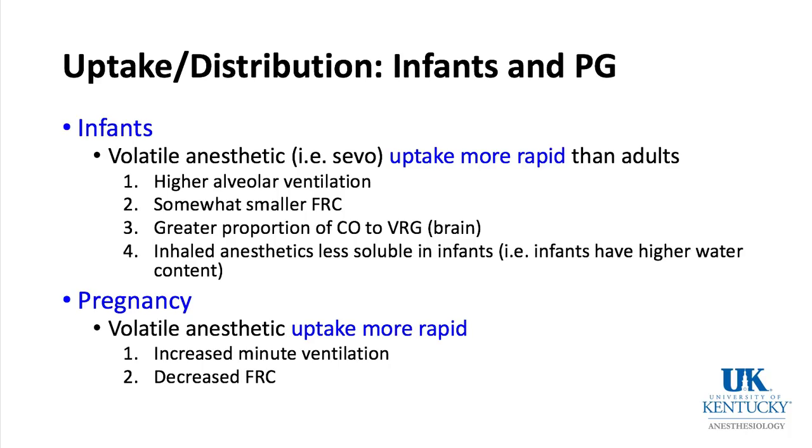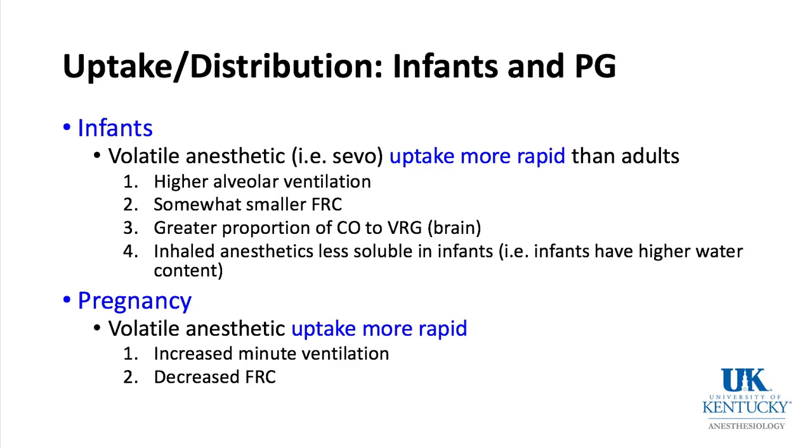A greater proportion of the cardiac output of the infant goes to the brain, the vessel-rich group, and the inhaled anesthetics are less soluble in infants because infants have a higher water content, let's say 80% water, while an elderly patient might be 55 or 60% water. So decreased solubility of inhaled anesthetics, more blood going to the brain, lower FRC, higher alveolar ventilation, all those things combine together to have a more rapid uptake in infants.